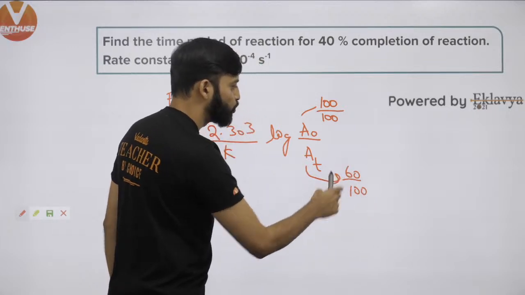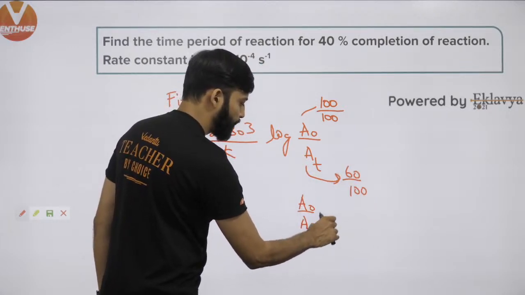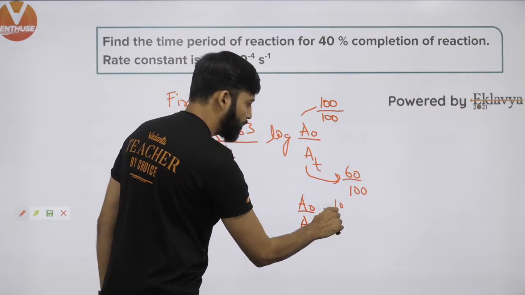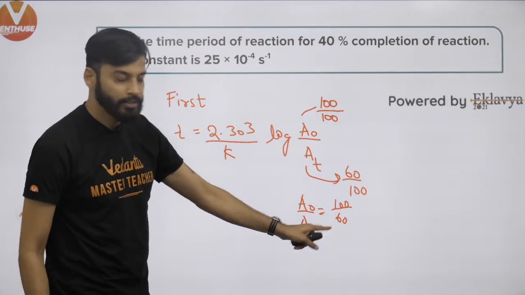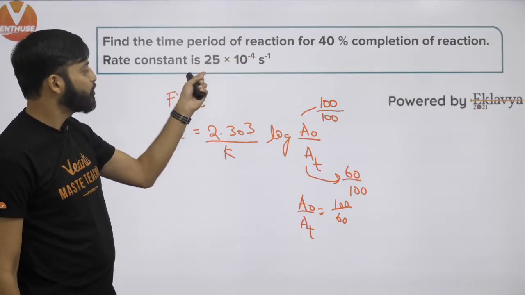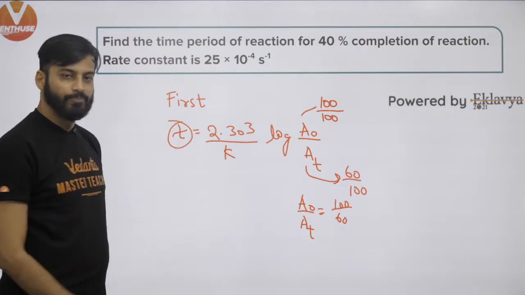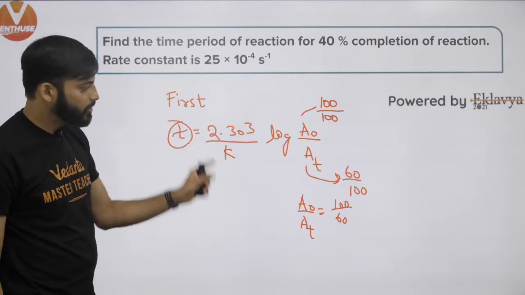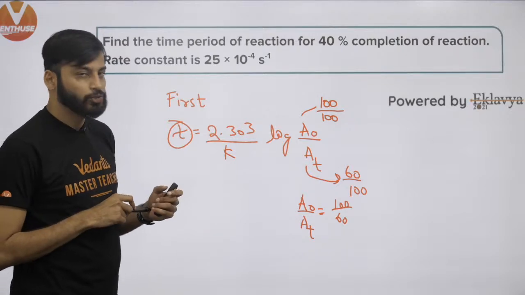So the smart way of doing it is, your A0 by At would become 100 by 60. Directly you could have written this ratio. Values are given, k value is given, 2.303. Solve this for t, you will get some answer. Straightforward. I'll show you what the answer is when you are using your first order data.